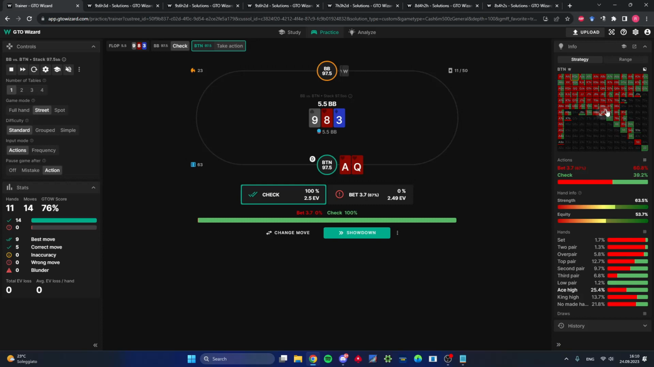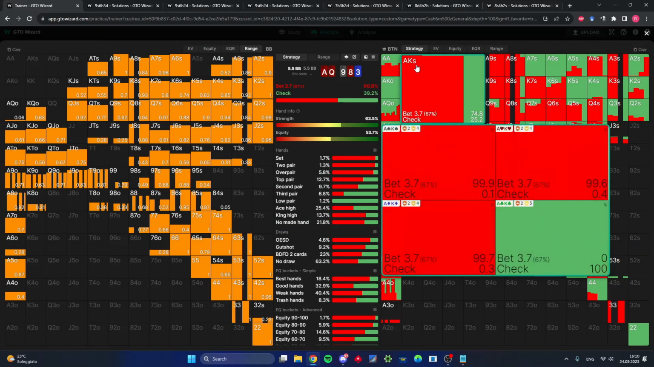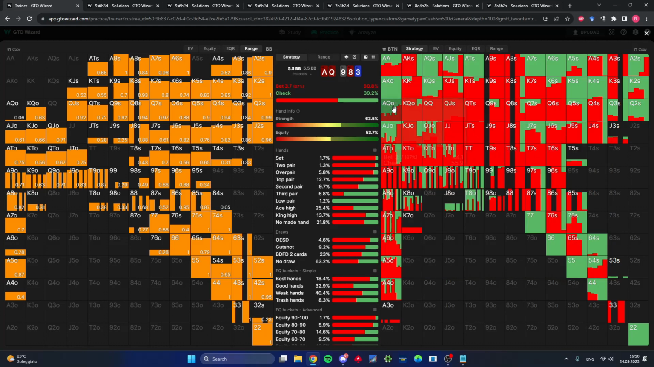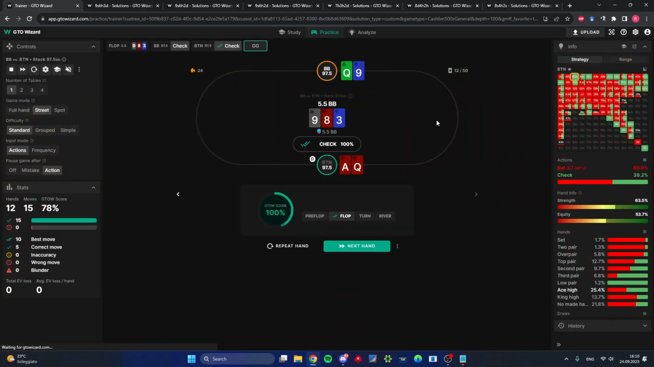Yeah, 60% global frequency, that was good. And yeah, that's what I was talking about. We can see here the ace king is kind of value betting, ace queen offsuit kind of value betting sometimes, but generally these ones are just checking. But yeah, we go for these thin value bets here with these ace king, ace queen boards, if the board is good enough for us and we have a decent amount of betting.